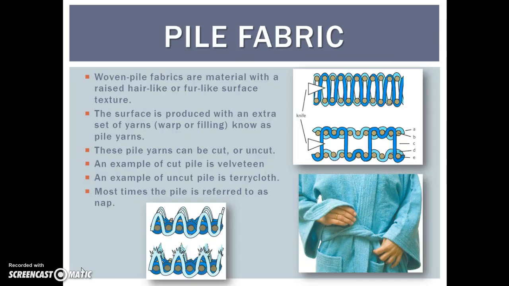Pile fabrics are another type of fabric that has a three-dimensional construction made by weaving an extra set of warp or filling yarns into the ground weave that make up short surface loops or can be finished with a cut end. The surface end can produce a very soft feel to it. Some examples of cut pile are velveteen and velvet. An uncut pile is terry cloth, an example of that.